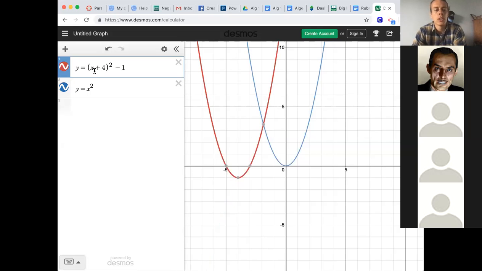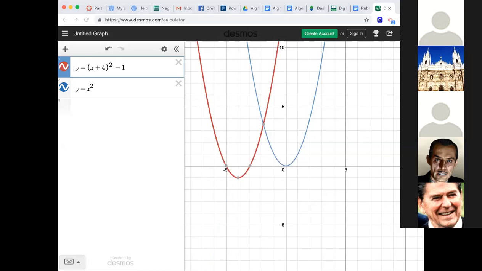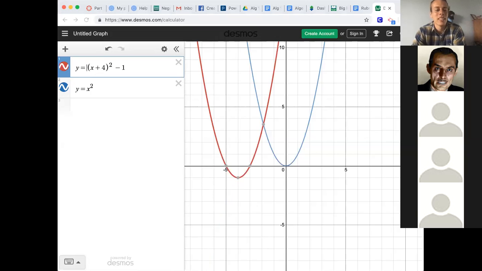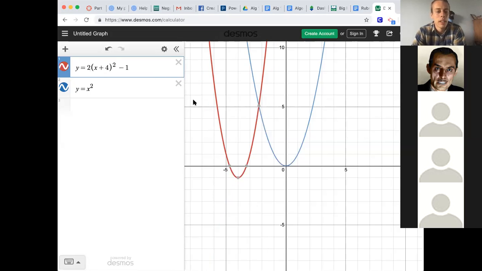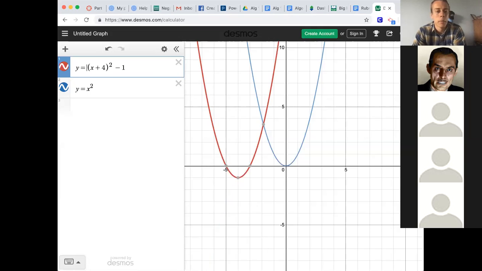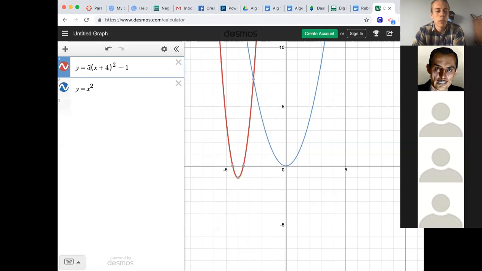What happens if I put a 2 in front? You guys want to make a prediction? Does it make it wider or shrink it? It does something. Let's take a look. If we put a 2, you can't really see, so I'm going to make it a bigger number. I'm going to make it a 5, just so you guys can see what happens. The graph stretches it. It takes everything and makes it really skinny.